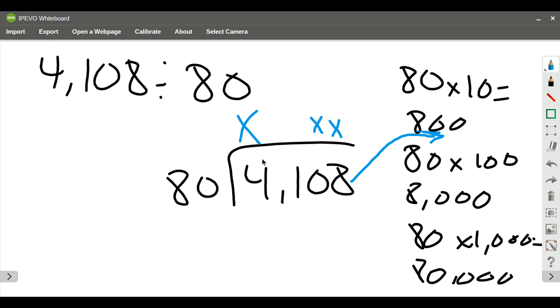And 80 is not able to go into 41. 41 is smaller than 80. So my first value is going to be 410. And so that's where I'm going to place my divisor.